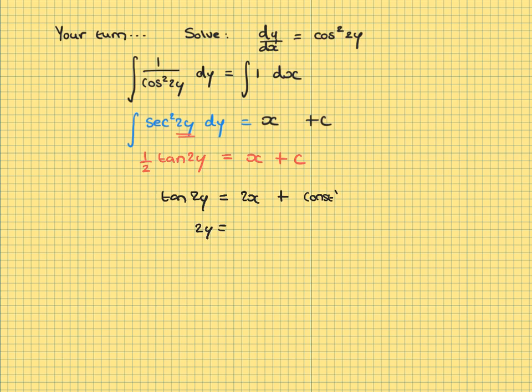2y is then equal to arctan, or tan to the minus 1 of 2x plus a constant, and then y equals a half tan to the minus 1 2x plus c, or some constant.